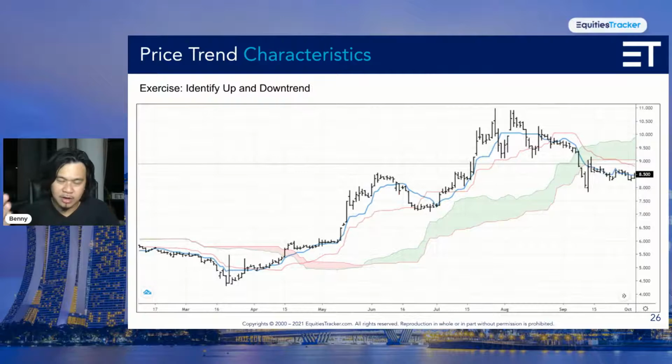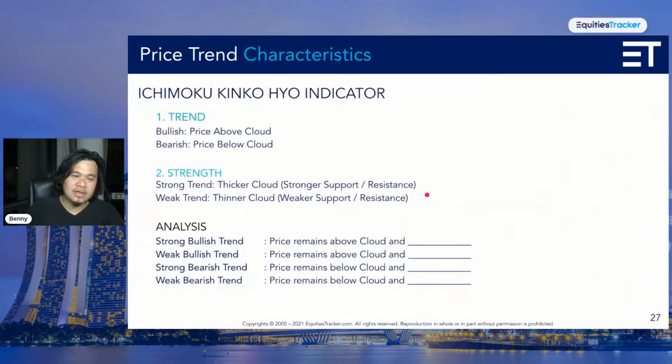If it's above the cloud, uptrend. If below the cloud, downtrend. Then you look at the thickness of that cloud. If the cloud is thickening, that means it's getting thicker and thicker, it simply means that the trend is getting stronger. It doesn't tell you direction. It just tells you whether it's weaker or stronger. Direction depends on whether the price is above or below the cloud. If the cloud is getting thinner, it simply means that the trend is getting weaker.